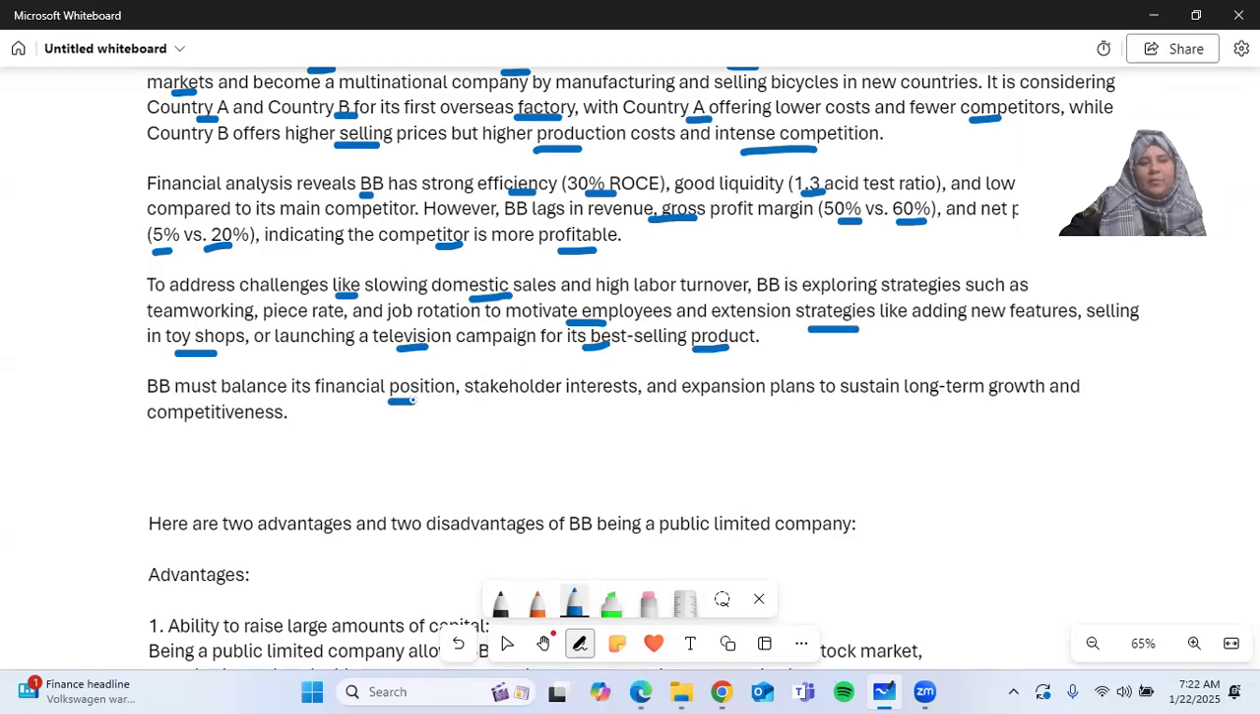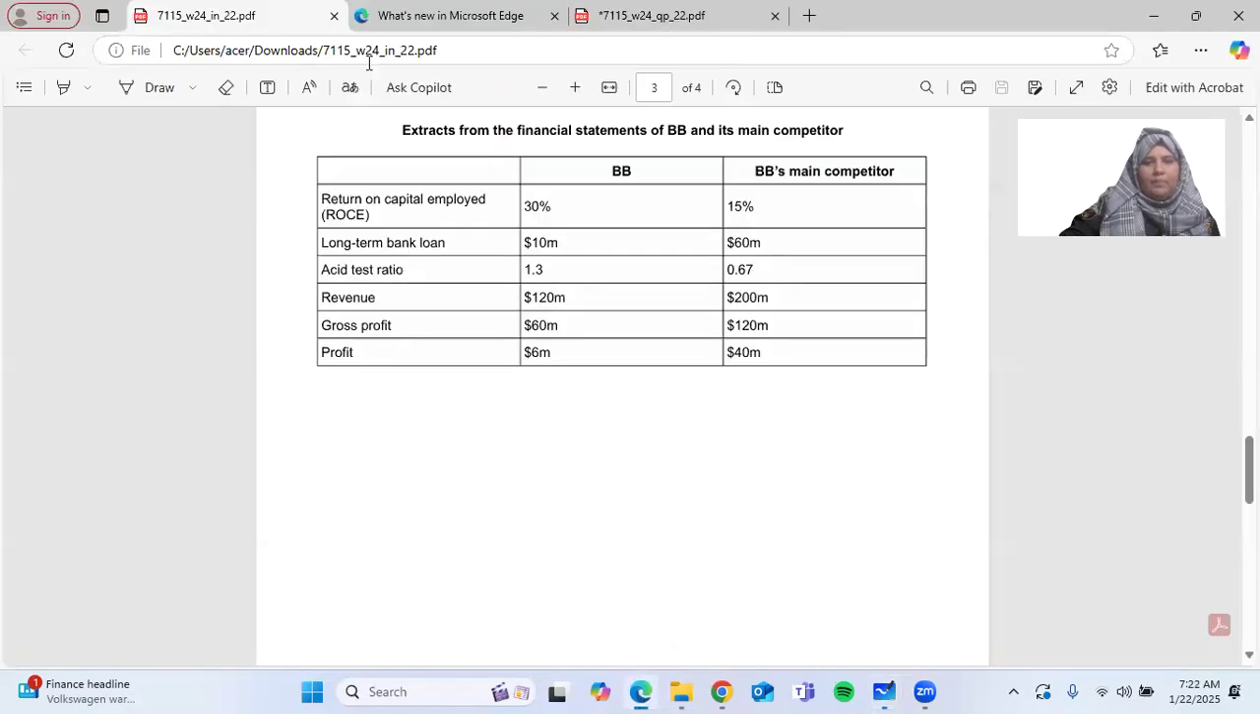BB must balance its financial position, stakeholder interest, and expansion plans to sustain long-term growth and competitiveness. Okay, so now let's see the questions.